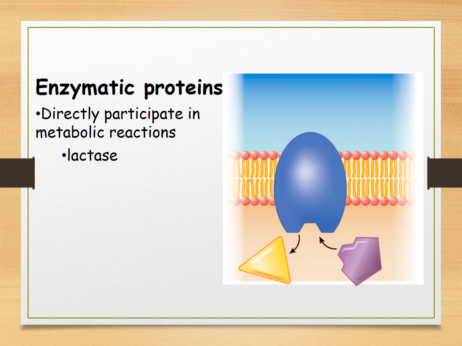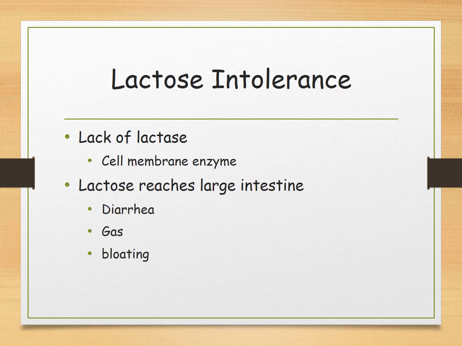Sometimes the proteins that are found within the phospholipid bilayer are enzymes, and these enzymes can directly participate in metabolic reactions. An example of this is the enzyme lactase. Lactase is an enzyme that specifically breaks down lactose. Lactose is also known as milk sugar.